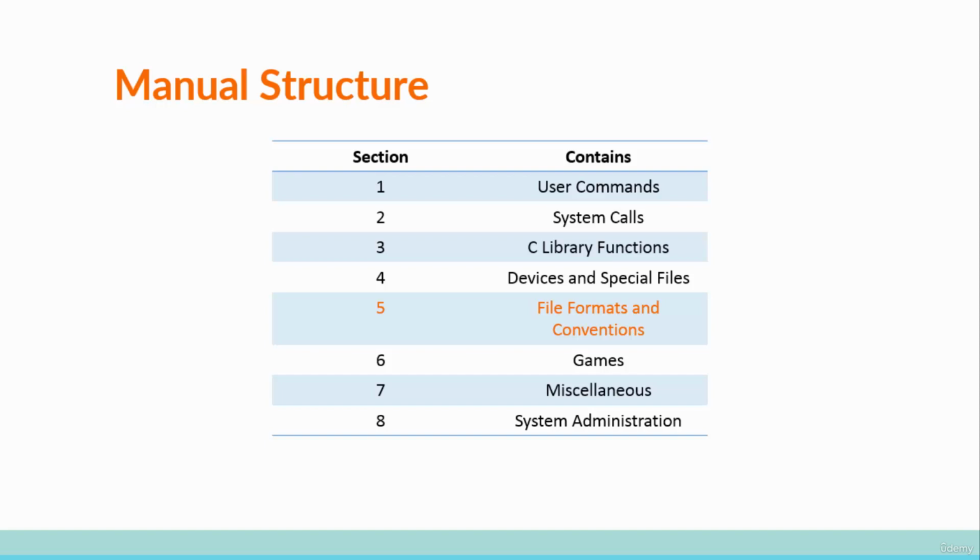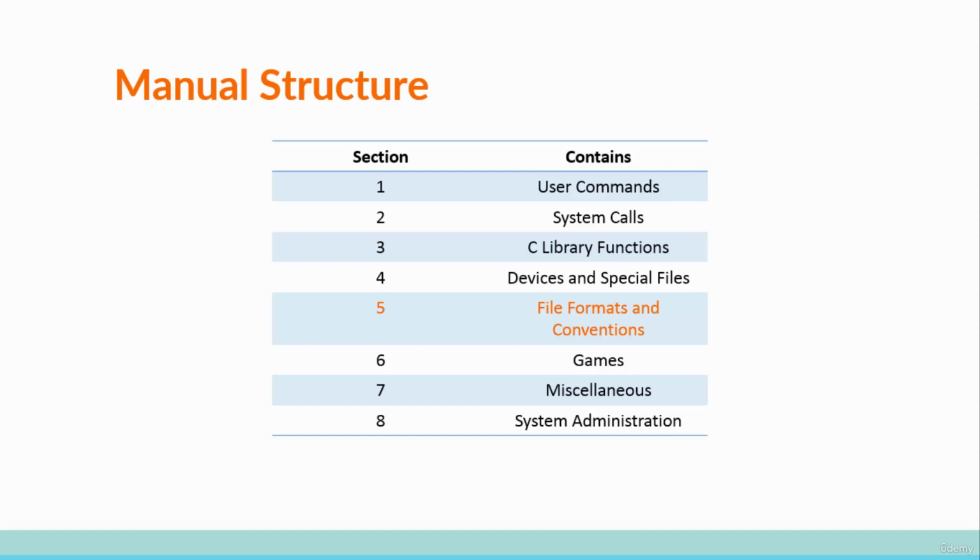So if you've ever opened up a file on your computer and just been like, oh my goodness, what is that? That looks like an absolute mess. I have no idea what is going on. How can I possibly use this? That's what section 5 is for. Section 5 is about all the different formats and the conventions of specific files on your computer.